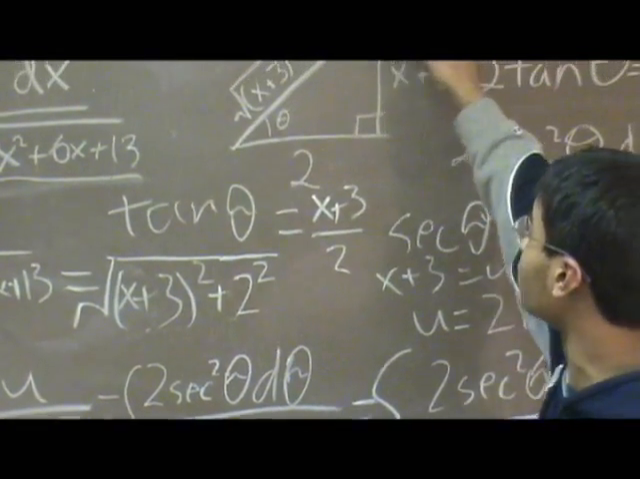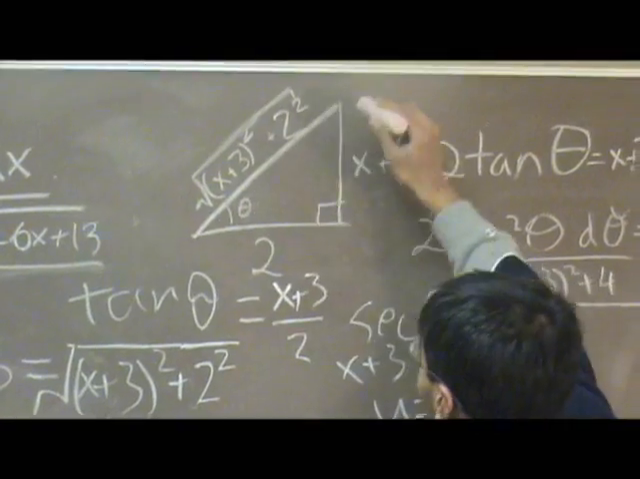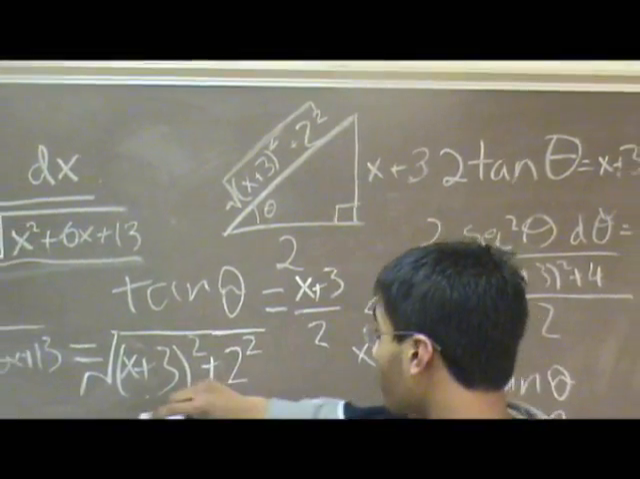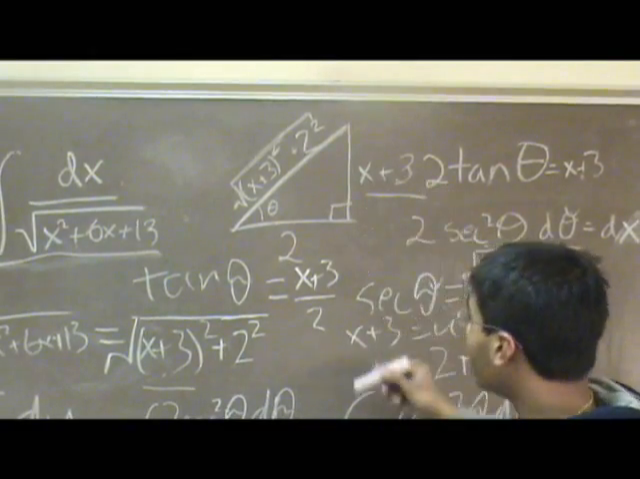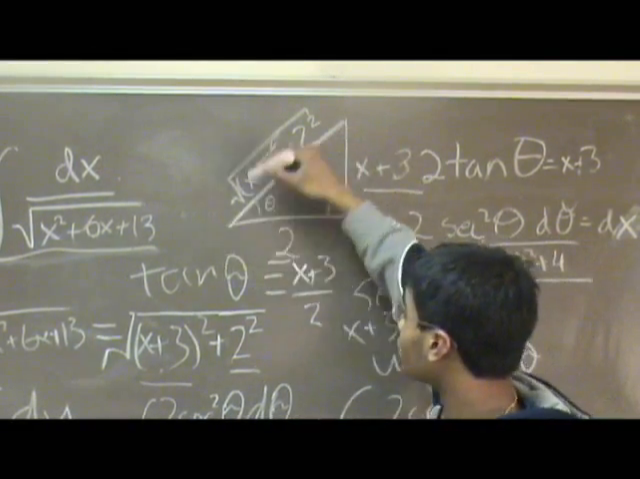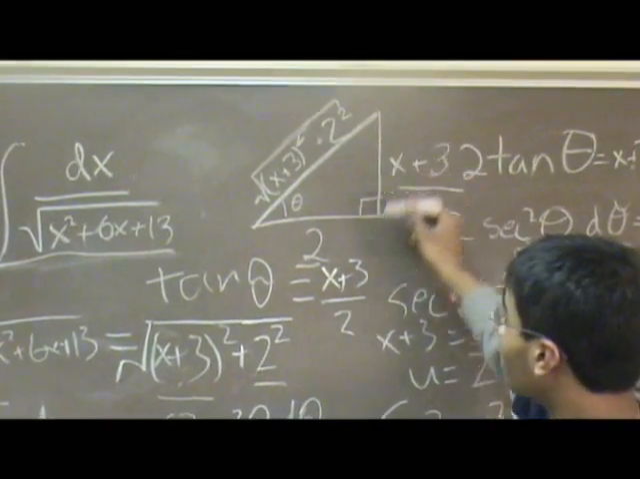Well, it's the hypotenuse of a right triangle. If we write this in terms of a triangle, we can say that one side is x plus 3, and the other side is 2. Therefore, we know the hypotenuse is the square root of (x plus 3) squared plus 2 squared.